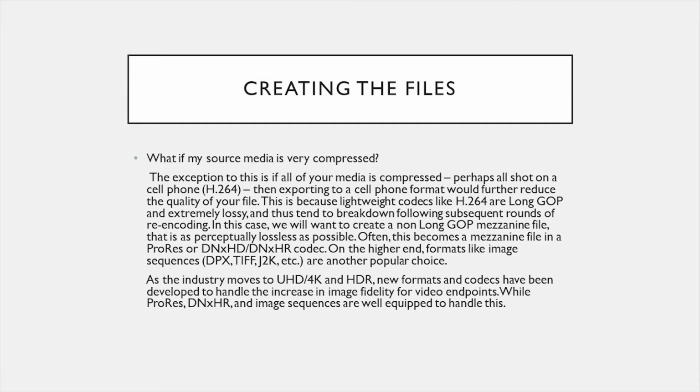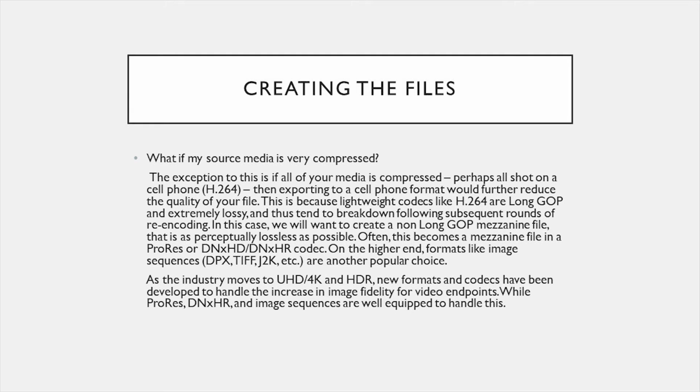Now, what if my source media is very compressed? The exception to this is when all of your media is compressed. Perhaps I shot on a cell phone, then exporting to a cell phone format will further reduce the quality of your file. This is because lightweight codecs like H.264 are long GOP and extremely lossy, and thus tend to break down following subsequent rounds of recompression. In this case, we will want to create a long GOP mezzanine file that is as perceptually lossless as possible. Often, this becomes a mezzanine file in ProRes or DNx for HD.